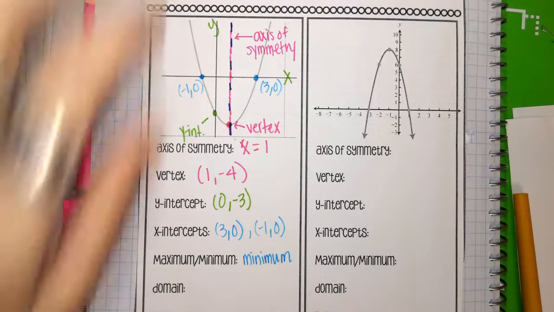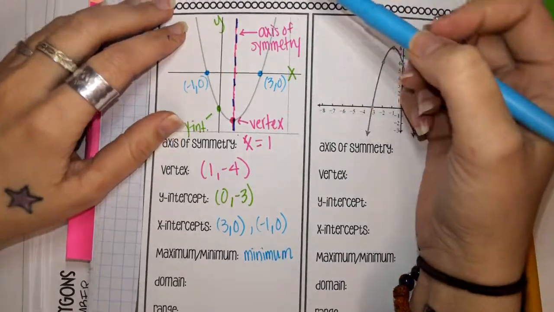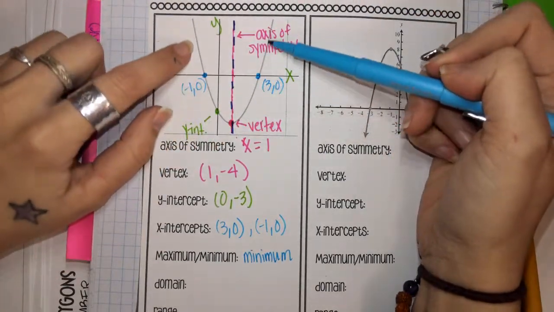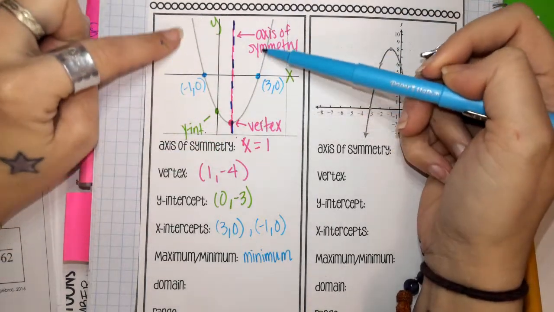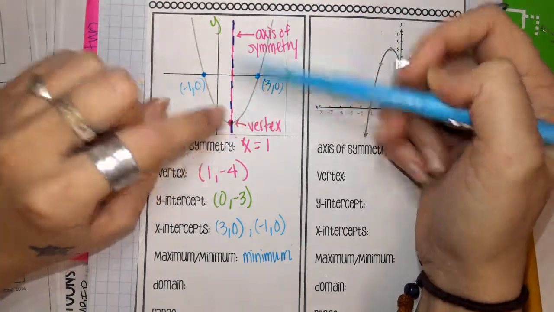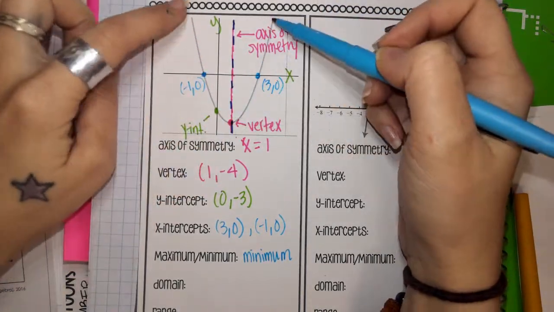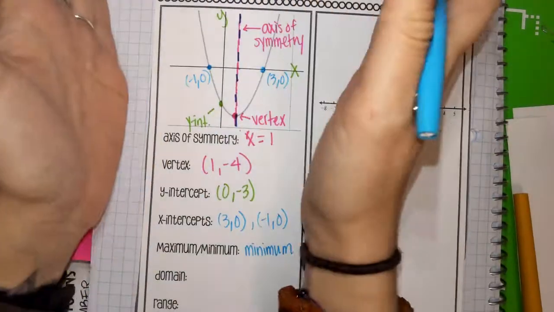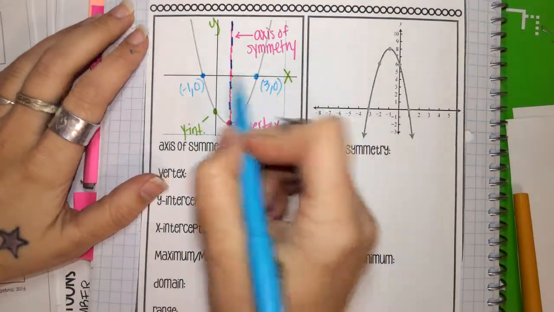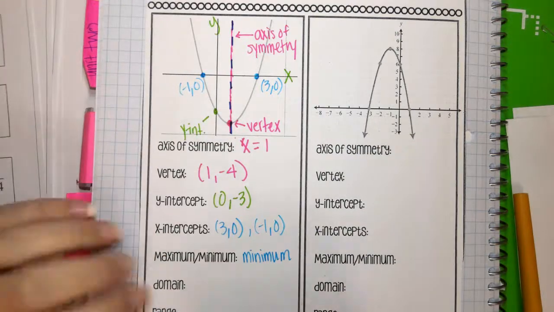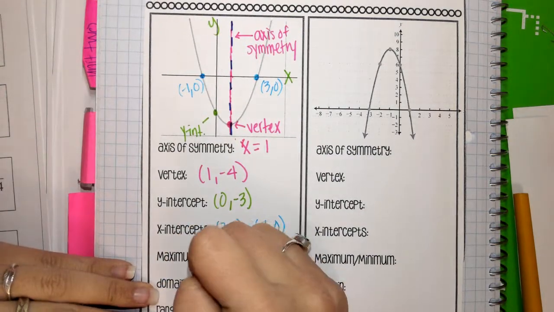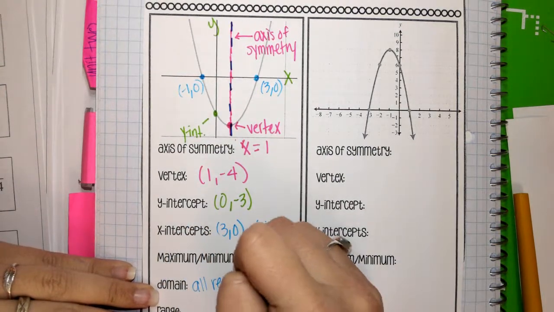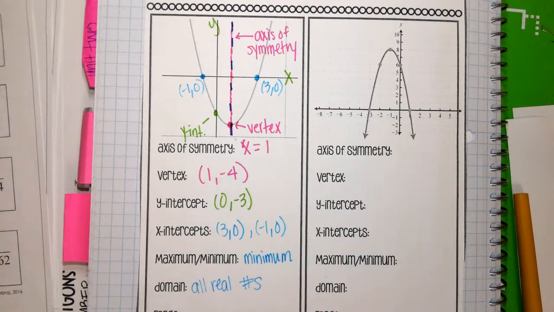Alright, now the last thing it asks for are the domain and range. Now, your domain, do you think we would have any x value? As this gets bigger, it's going to keep going, right? As we keep going up, it's going to keep getting wider. So your domain can be any x value. So that's all real numbers.